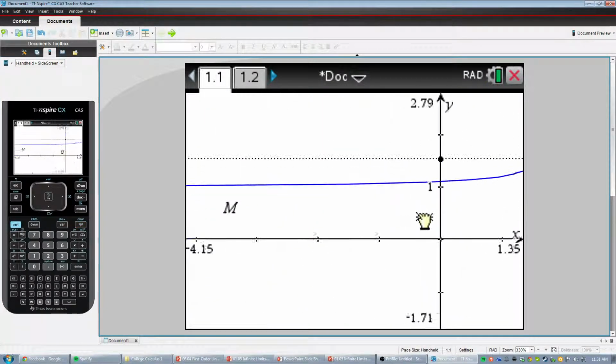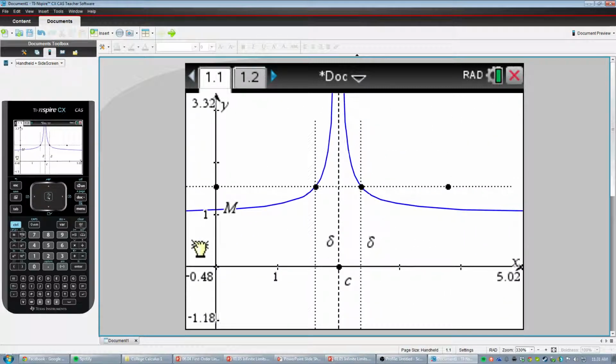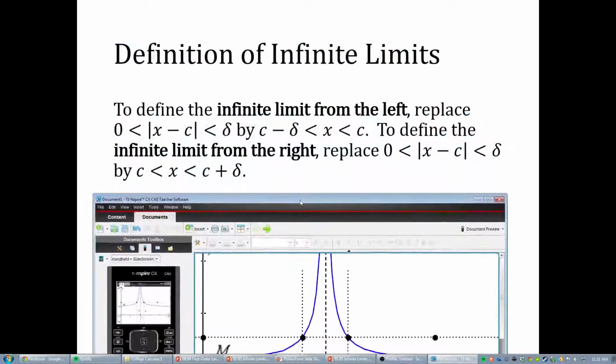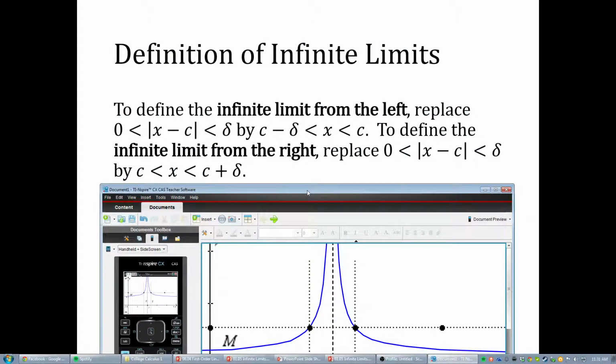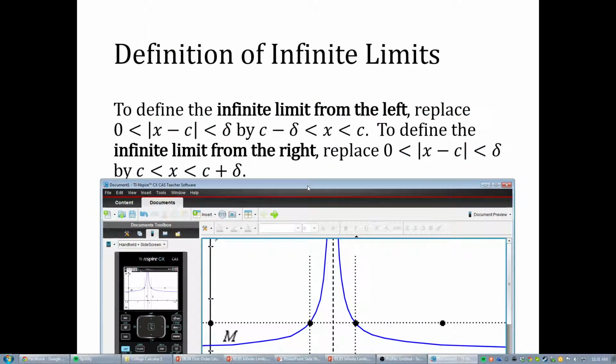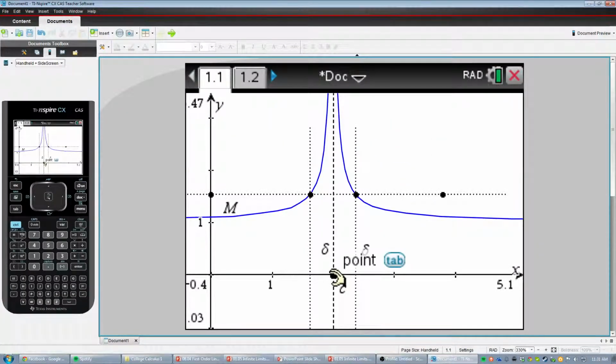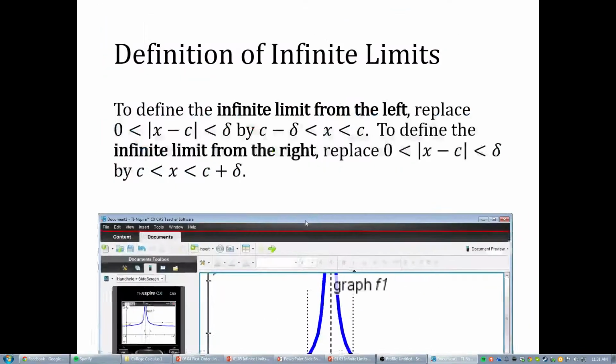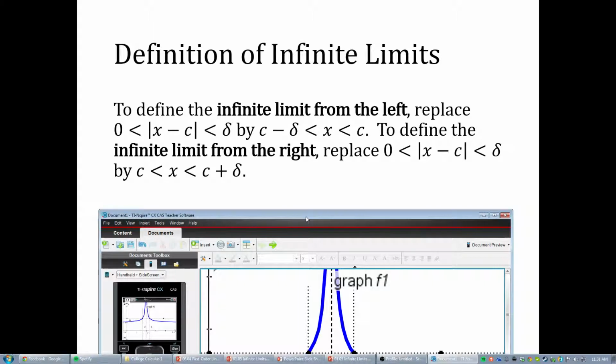If we were looking at something on the negative side of the axis, both those numbers would be negative, but their comparison would still hold true, that x is always going to be greater than c minus delta, and c is always going to be greater than both of those quantities. So this is just setting up order: the x coordinate of this point will be given by c minus delta, x is always going to be in here, and c is always going to be the largest one. So that would be the definition for the infinite limit from the left.